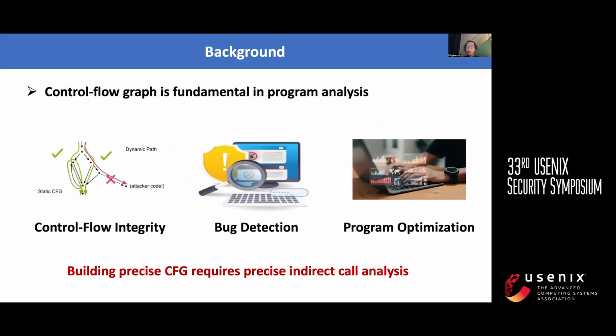We know there are many important security applications like CFI and bug detection that require a precise control flow graph to support inter-procedure analysis. And to build a precise control flow graph, we must confront and overcome the challenge of analyzing indirect call targets. This is a non-trivial task because indirect calls can often be opaque and their targets are usually uncertain due to the dynamic nature.